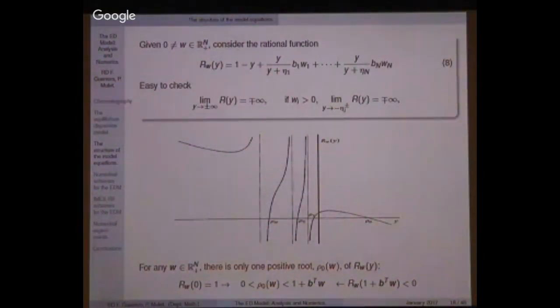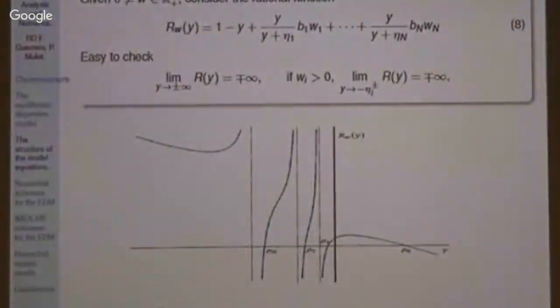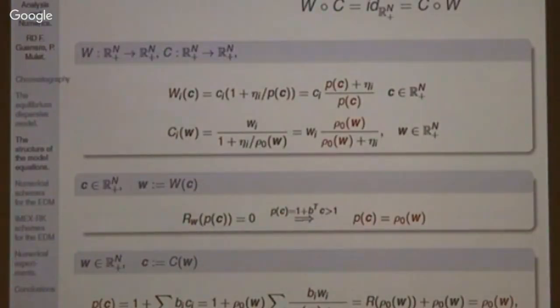And you know some easy bounds. At 0, you know that this function has the value 1, so it's here. And then at 1 plus B transpose W, you can compute that the value is below 0. So the root is right here, and you can compute it by any means, your favorite non-linear solver. So you can actually compute this thing. You have this thing that you need. You can compute it easily.